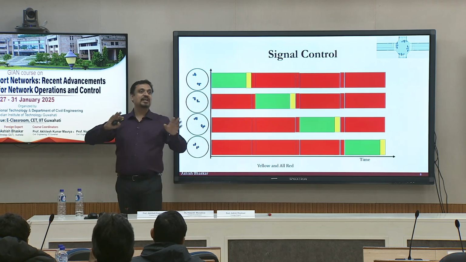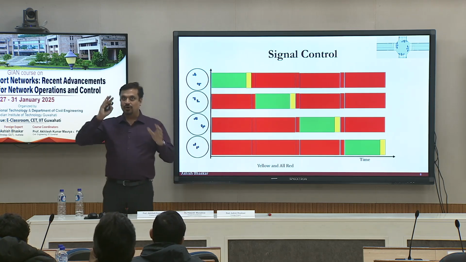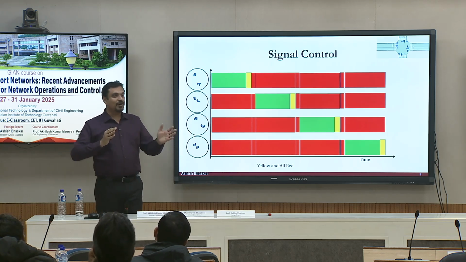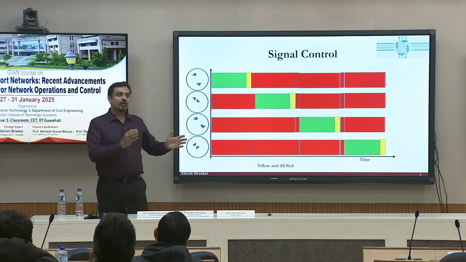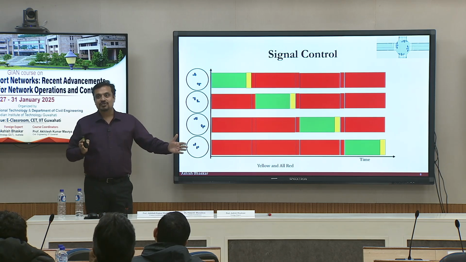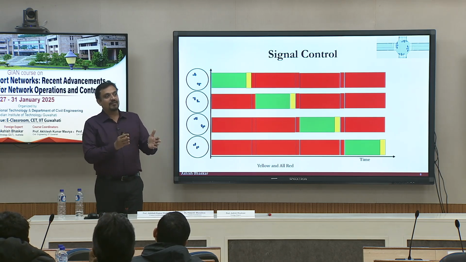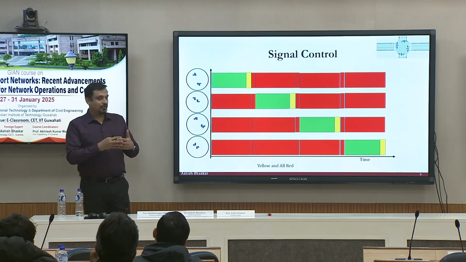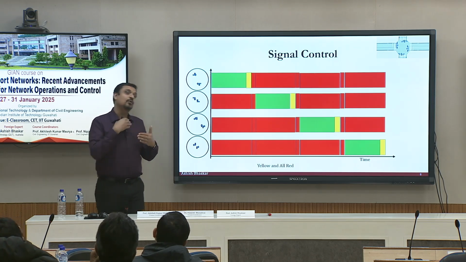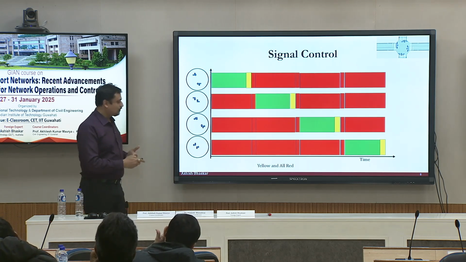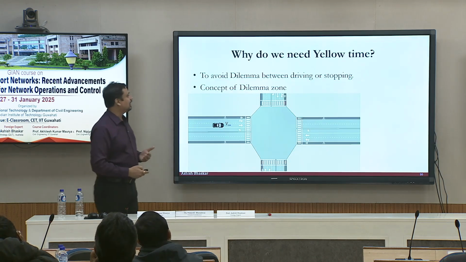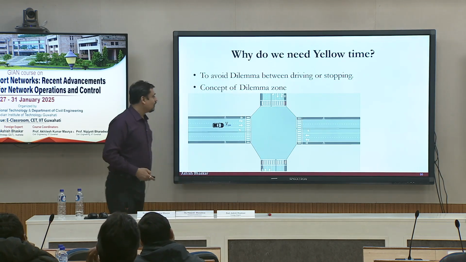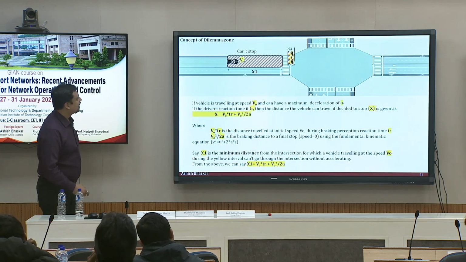So there is always a dilemma, right? When you see the yellow, you're always thinking whether I should stop or I should not stop, and you make a judgment. So yellow time should be long enough so that drivers are able to stop if they are close by, or if they are a certain distance, they're able to clear the intersection. So basically, there is a concept called the dilemma zone. You want to minimize that. So let's have a look at this.